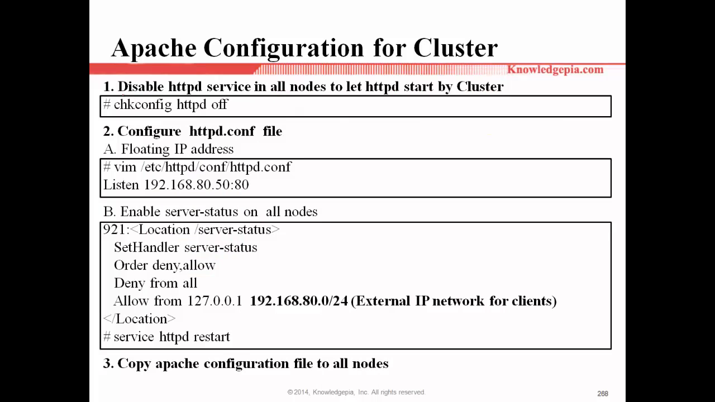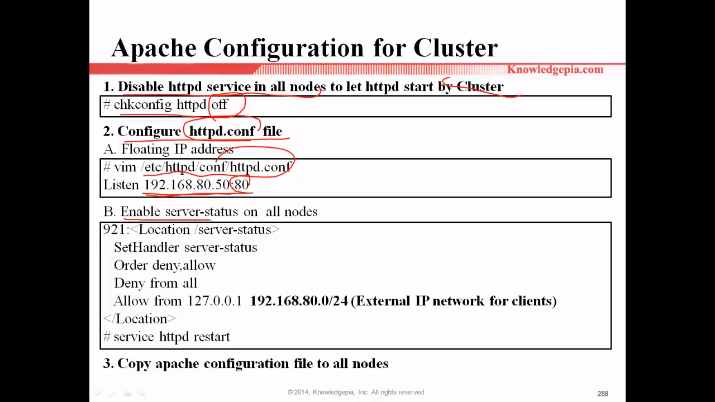At first, disable the HTTP service on all nodes to let HTTP be started by the cluster. So using chkconfig, HTTP must be turned off. Second, configure the Apache main configuration file, etc/httpd/conf/httpd.conf. Here, first one, Listen 192.168.50 and 8080, which means the port number. So this one will be the floating IP address clients can access.